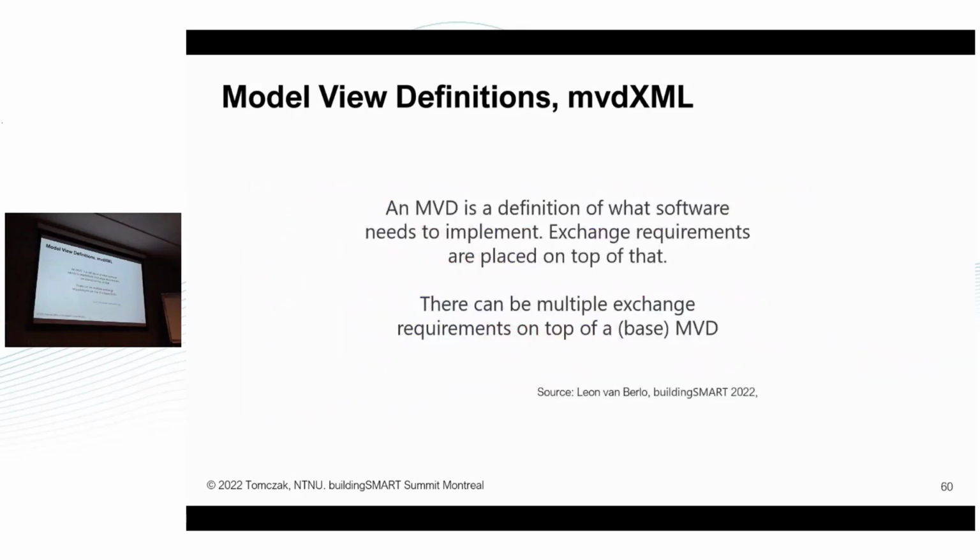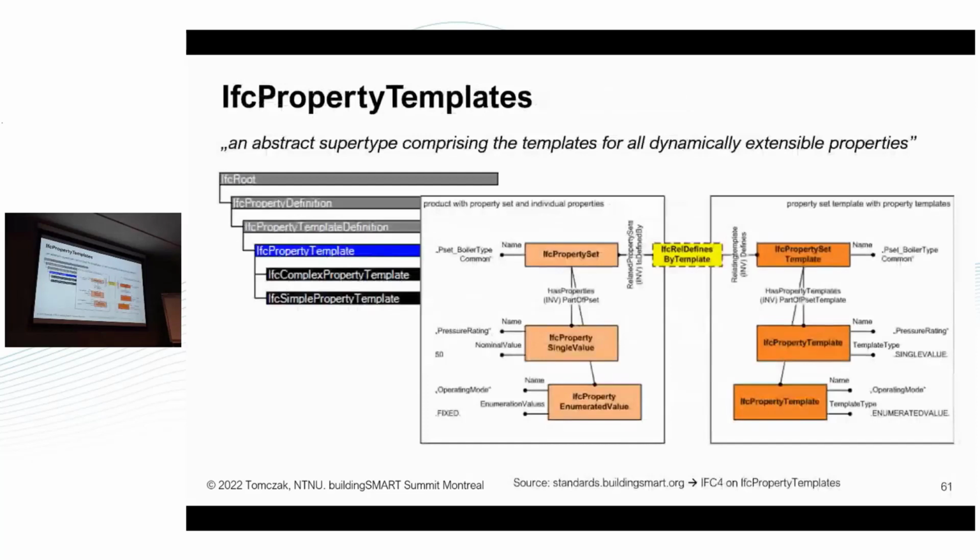And what I've heard from buildingSMART recently from Leon was that MVD is a definition of what software needs to implement, and exchange requirements are placed on top of that, as you could see on the diagram. And there can be multiple exchange requirements on top of the base MVD that could be added to it.